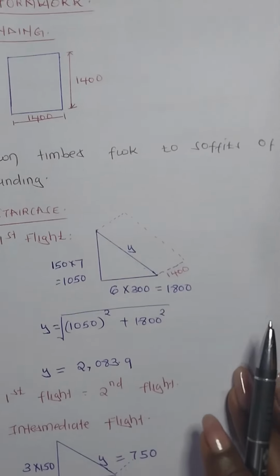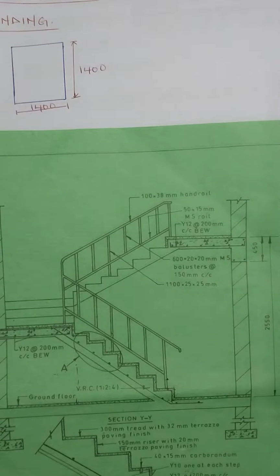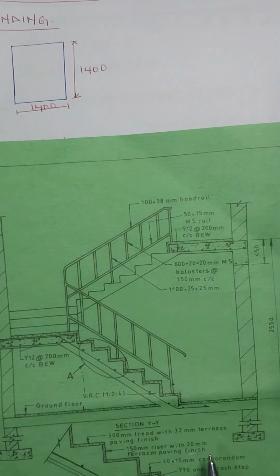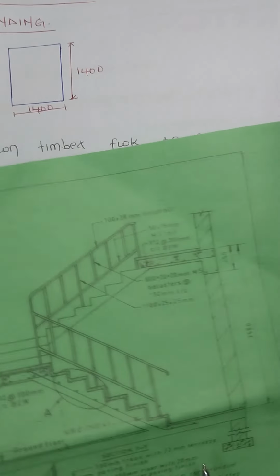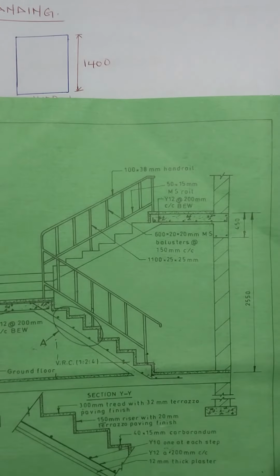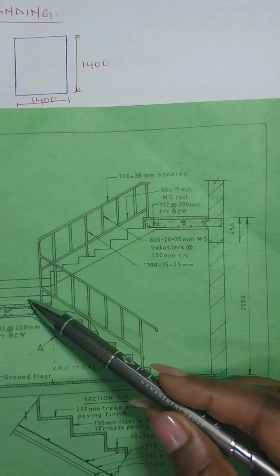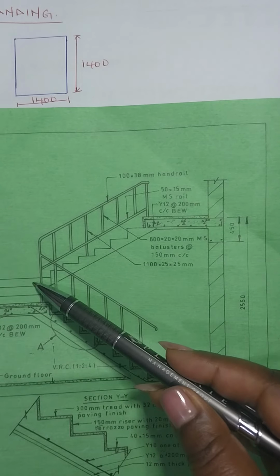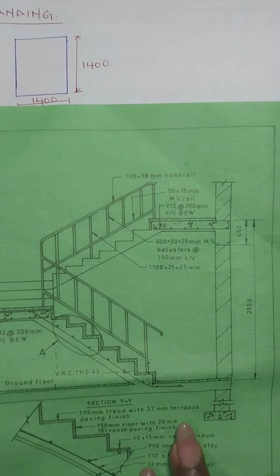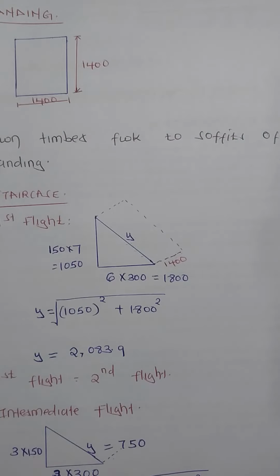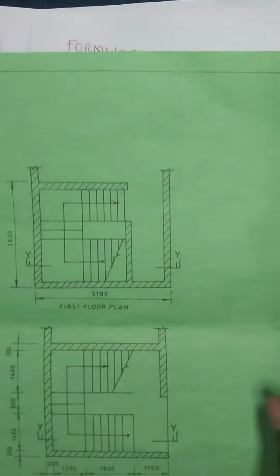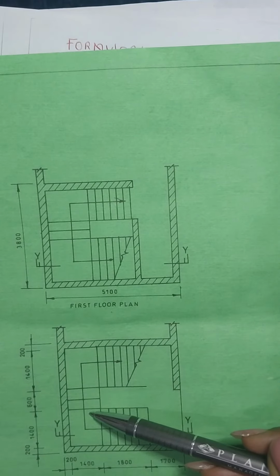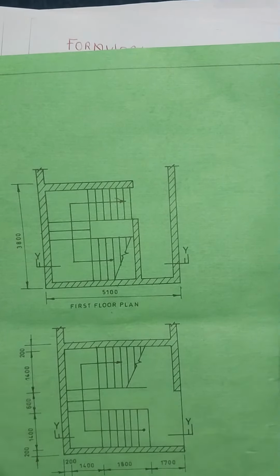Now let's go to the intermediate flight. Intermediate flight, we have how many treads? 1, 2, 3. How many risers? Sorry, we have 1, 2. The treads are 1, 2, and the risers are 3. Let's confirm from the drawing. Yeah, we have 1, 2, that is for the treads. So the risers will be, the risers are normally plus one of the treads, so they are 3.